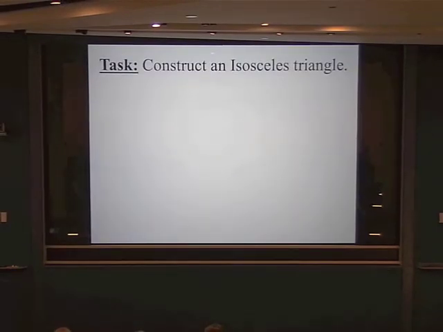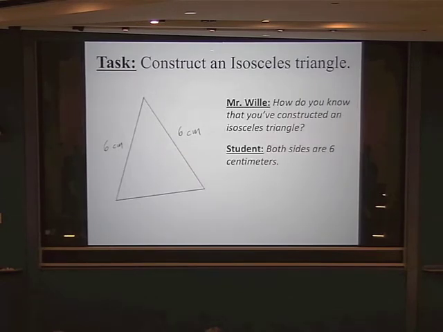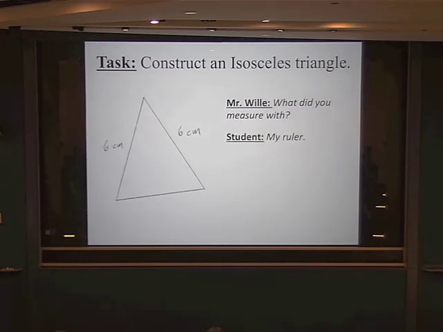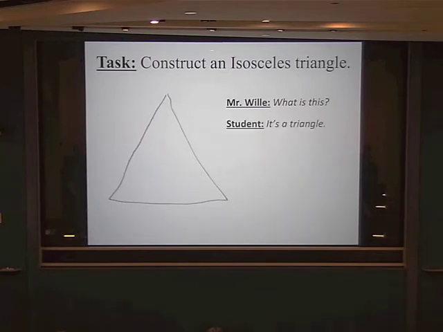Construct an isosceles triangle. I got this. All right. How do you know that you've constructed an isosceles triangle? Well, both sides are 6 centimeters, not unreasonable. How do you know that? I measured. What did you measure with? My ruler. And I got pretty angry because, as we know, that's not something you're allowed to do with a compass and straightedge. You cannot use the marks on the ruler as a measuring device. That's a misunderstanding of this technology. And of course, you get something like this, where my only response can be, what is this? It's a triangle. Withhold judgment for a moment. Okay, is it isosceles?